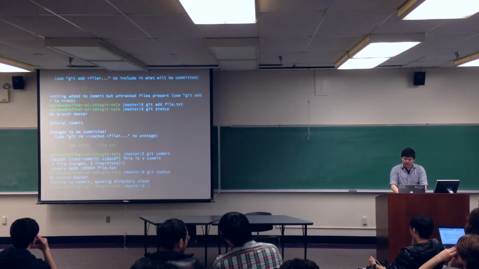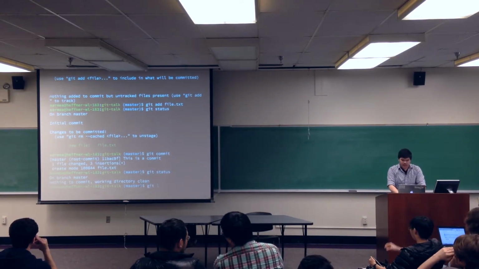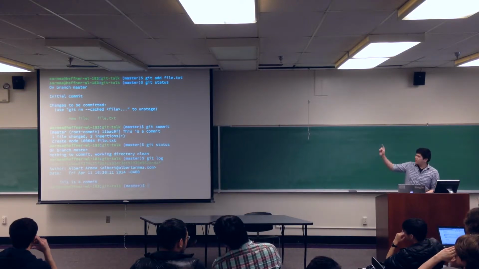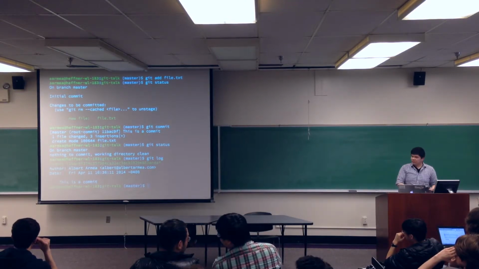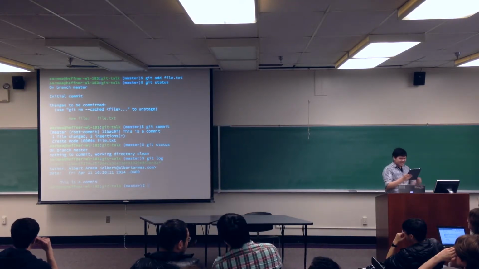So git status, again, there's nothing in the staging area, as it says. If you do git log, there's your commit. And we lost red again. Oh well.